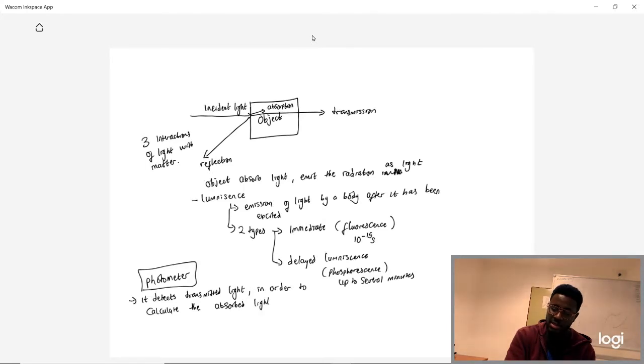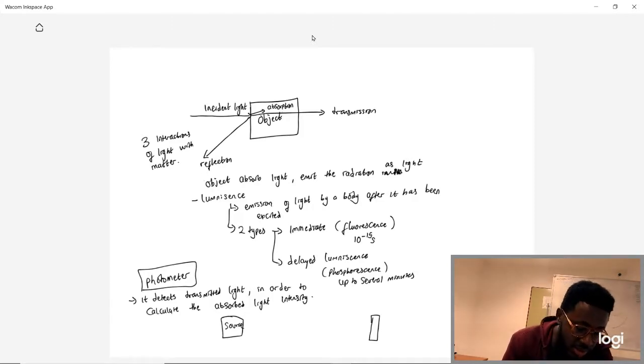Absorbed light intensity. Because you want to detect the transmitted light, you have to put the detector in the same path of light as the source. You understand, right? Yes. Nice. So this is your source of light. You have your monochromator.